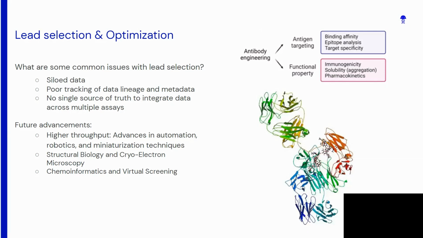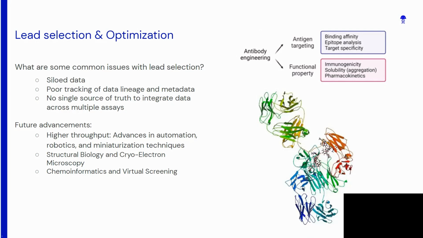As far as future advancements, some of the things that we are starting to see include far higher throughput. And the higher throughput actually means sort of fewer scientists per unit experiment, but many, many more experiments. And so it's not uncommon to see things like liquid handlers and automation systems that allow you to run screens and lead selection and optimization across thousands of wells at one time. There's also some improvements in our understanding of structural biology and our ability to use more complex instruments to understand how the antibody is performing.